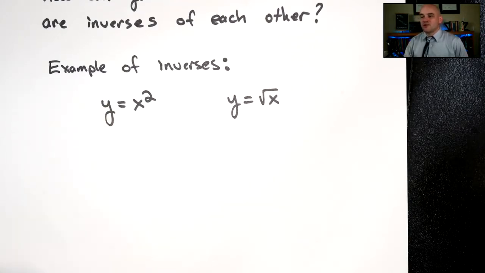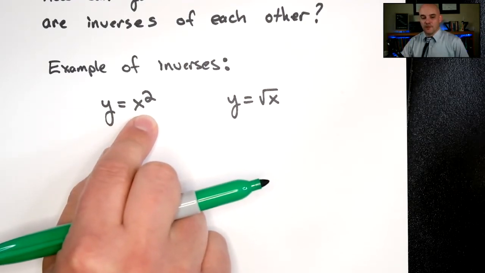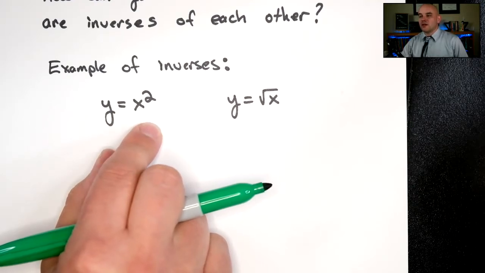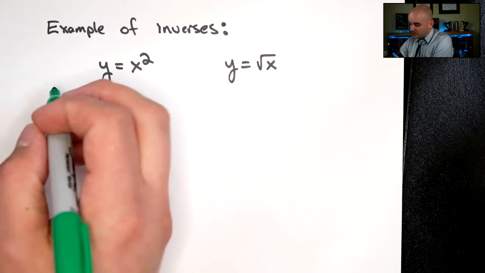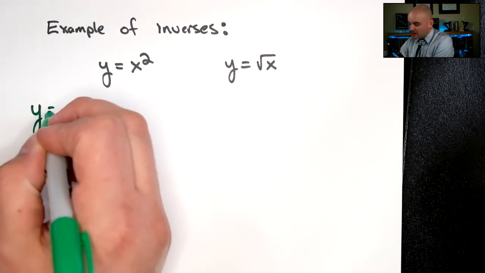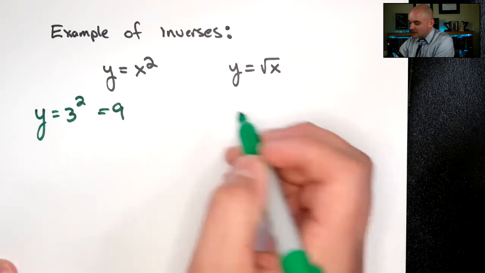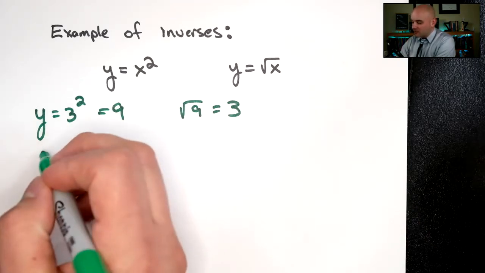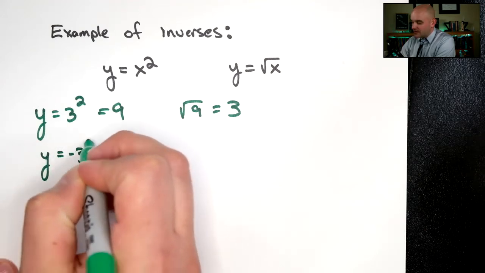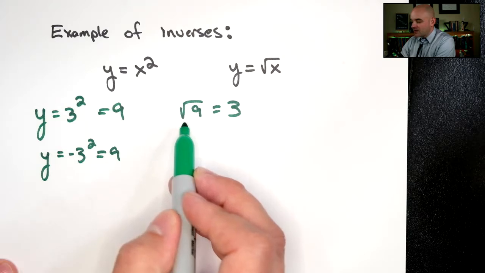In the other video, we talked about a function having to be one-to-one in order to have an inverse. We said that x squared is not one-to-one, and so we need to restrict its domain in order to get an inverse for it. For instance, if I put y equals 3 squared, you'd say that equals 9, and then the square root of 9 equals 3. But the problem is if I say y equals negative 3 squared, I also get 9. So are we always going to take the positive root, the negative root?